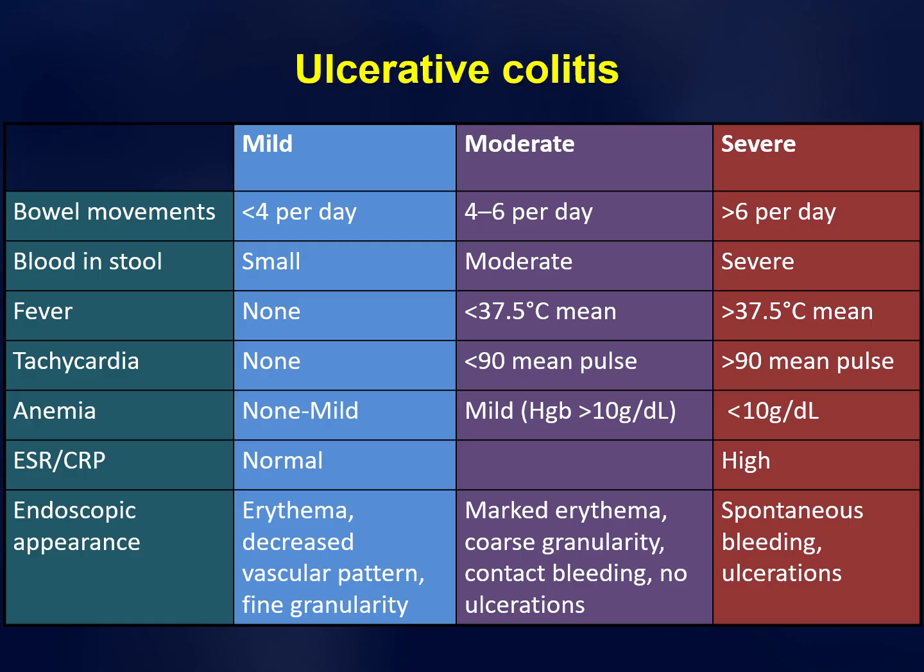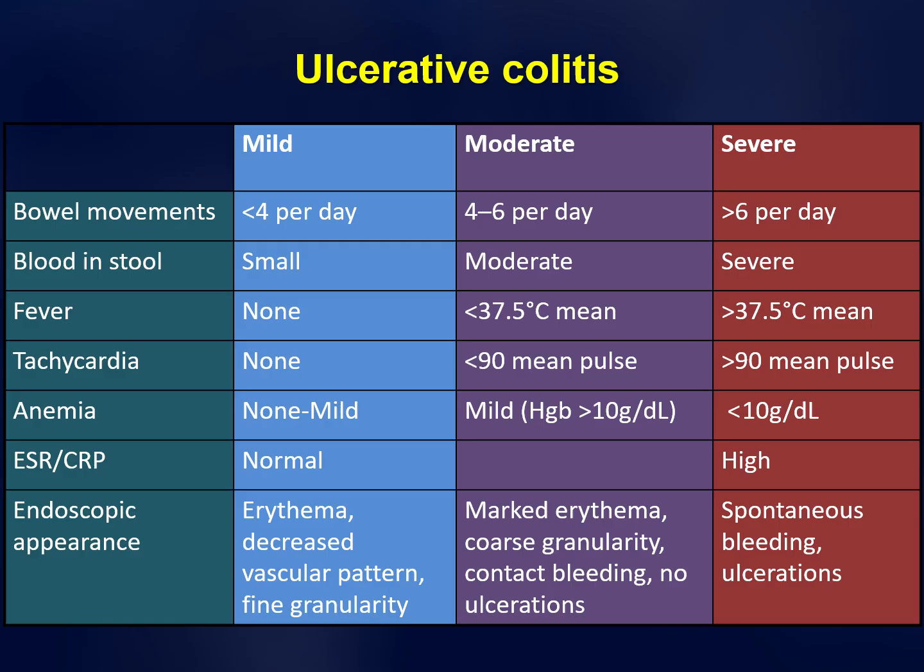This slide shows you how we can evaluate the activity of ulcerative colitis. So there are three ways to evaluate the activity. One is clinically, based on bowel movements, their number, the presence of blood, and the presence of fever and tachycardia. These are clinical parameters. So the more fever you have, the more tachycardia you have, the more blood in the stool you have, the more number of bowel movements, the more severe the ulcerative colitis is.